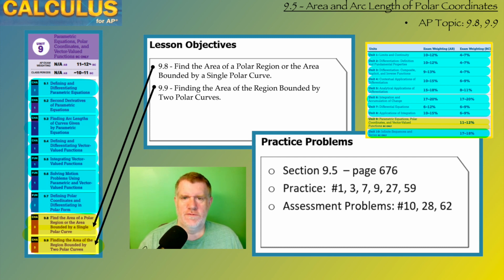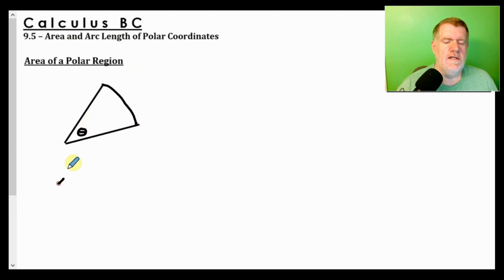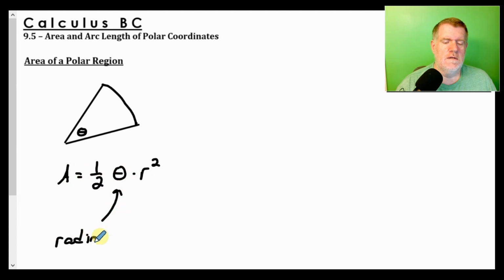Okay. How do you find the area of a polar region? So you have to remember something. Now, does this formula seem familiar? If we have an arc or part of a circle, and we know that this angle here is theta, the area of that sector is given by the formula 1/2 theta times r squared, with the assumption that theta has to be in radians. So that would give you the area of any sector.